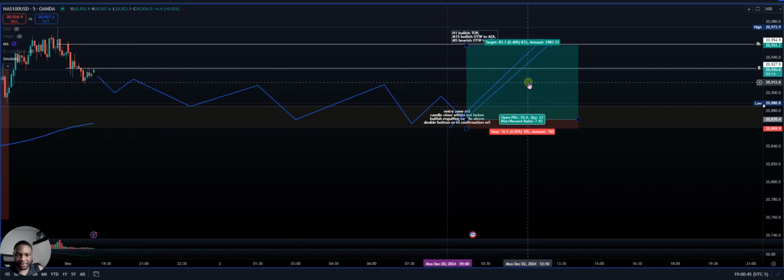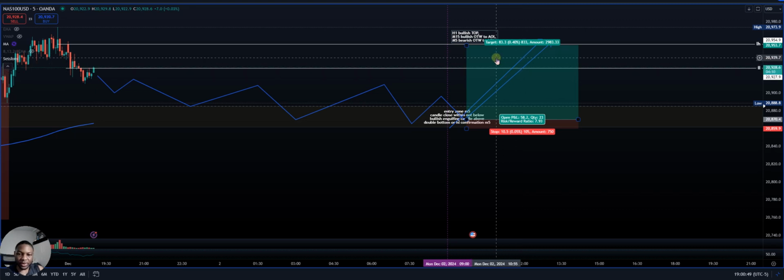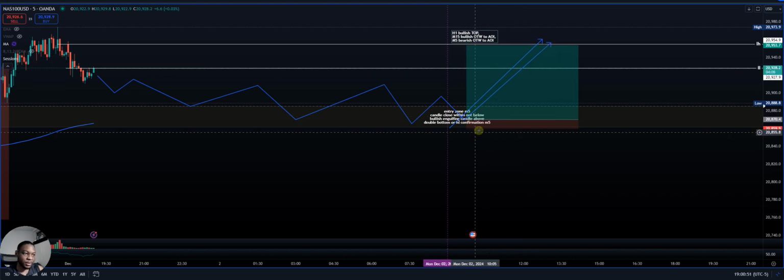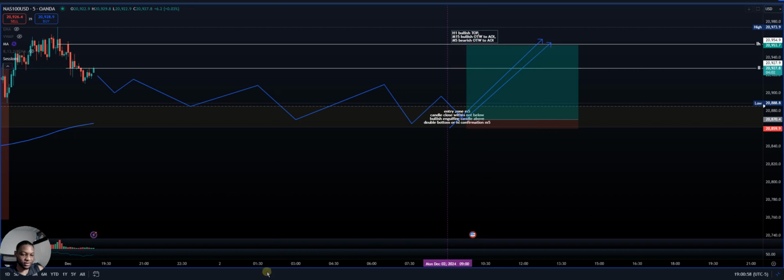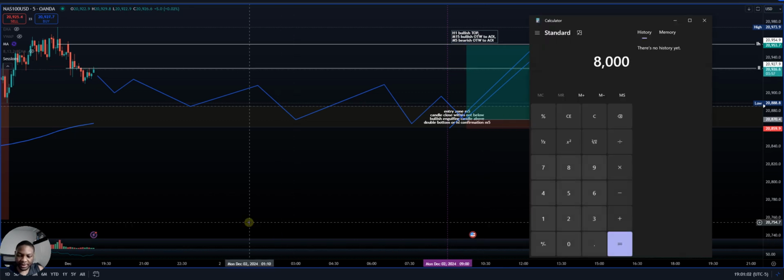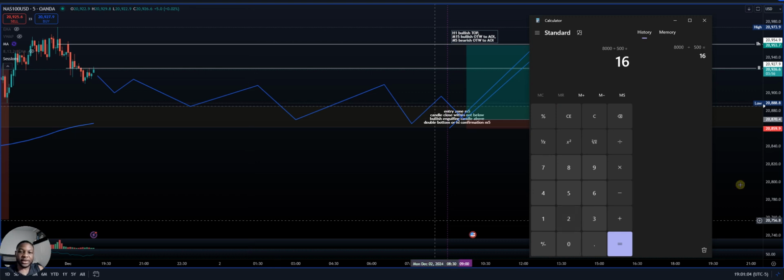This trade is a 7R, almost 8R return on investment. So we can lose 8 times, let's say if our account size was $8,000. Or if our account was $8,000 and we're risking $500, we can lose up to 16 times, right? Which is very improbable. The probability of us losing 16 times in a row is very low, right?